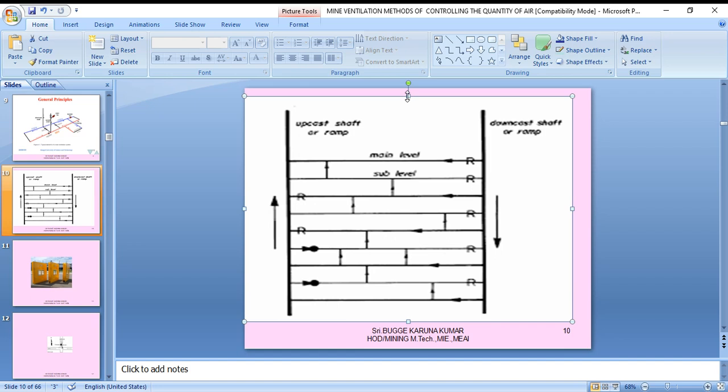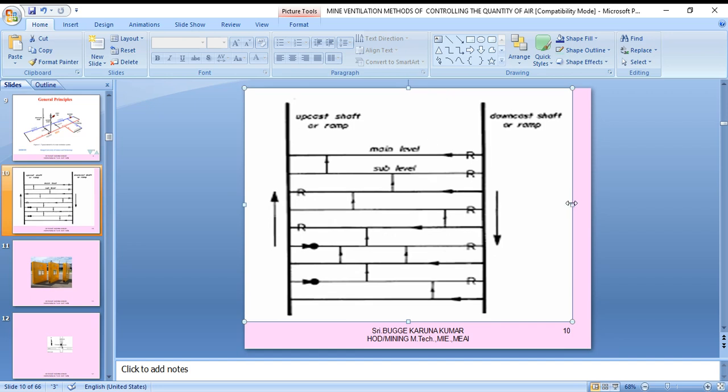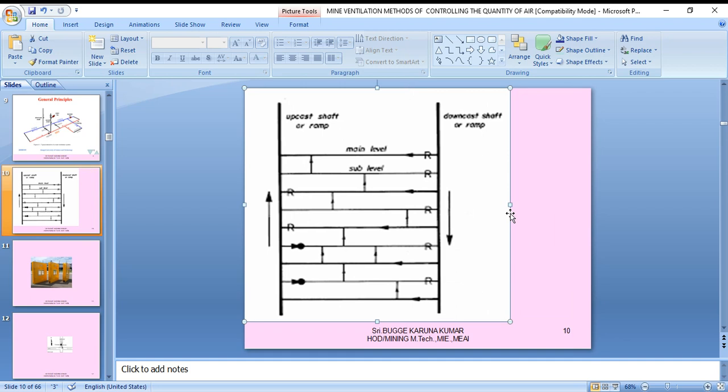This is the upcast and downcast shaft. I will reduce the length so that it will be very clear. This is a downcast shaft from here. Generally, the principle is the entire. There are actually different levels, particularly in this metal mine. So the air goes straight down to the bottommost point of the mine.